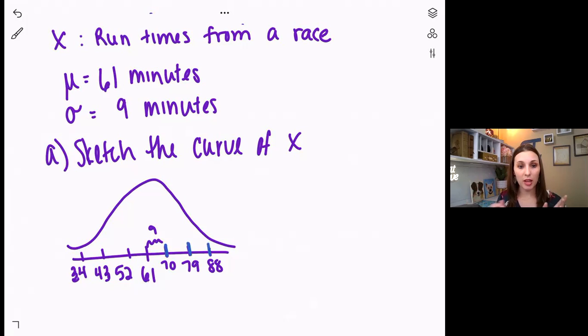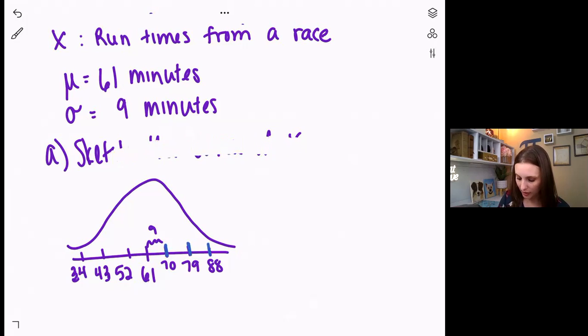And remember that the area under the curve adds up to 1. It can go no bigger than 1, which all ties back into the 100%, which is 99.7, not exactly 99.7, but you get my drift. So that's a curve of the variable x.